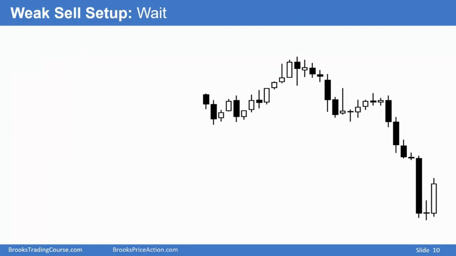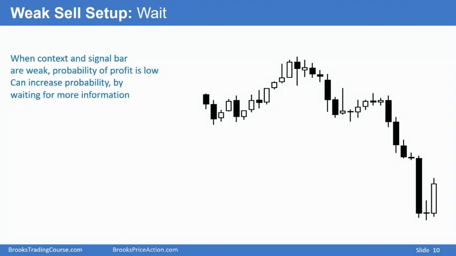Sometimes you look at a setup and the signal bar is weak, but the context is also weak. And when both the signal bar and the context are weak, the chance of making a profit is low. You can increase the probability by simply waiting for more information.